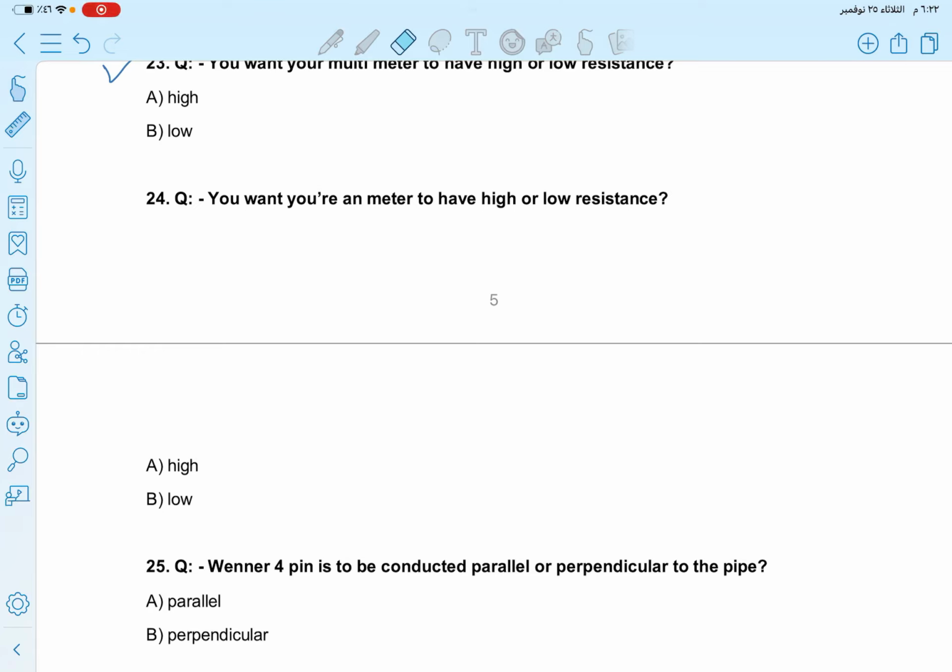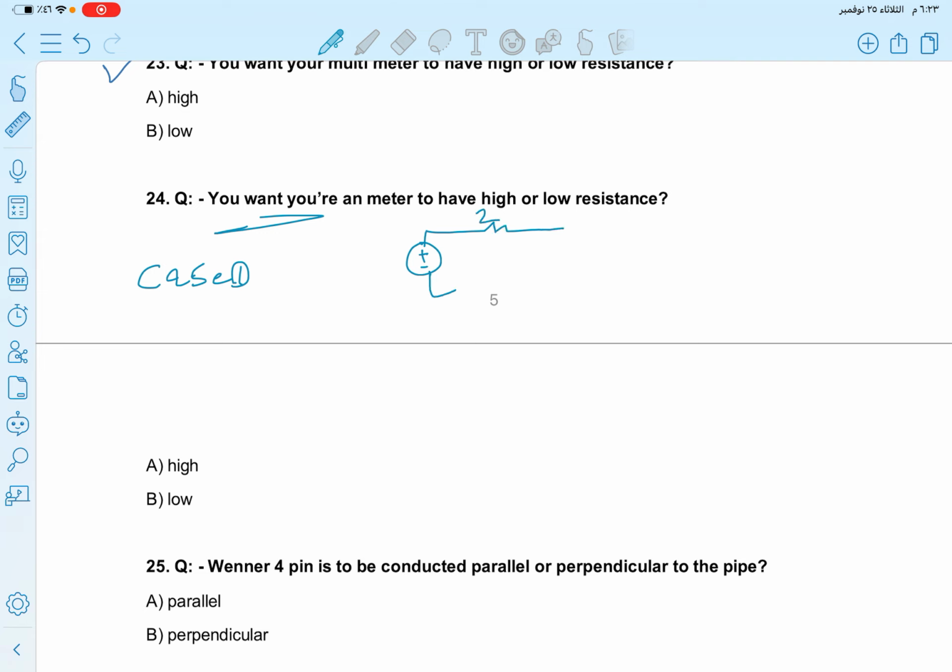Question 24. Do you want an ammeter to have high or low resistance? Actually, this is a very wrong statement, but I will explain it. I will have two cases. Case number one: if I need to measure the current inside the series circuit.